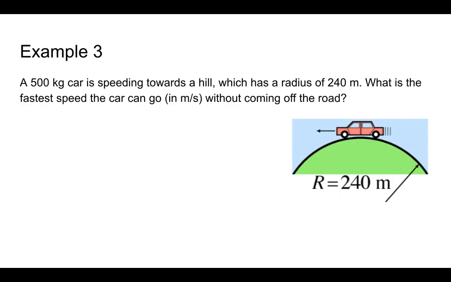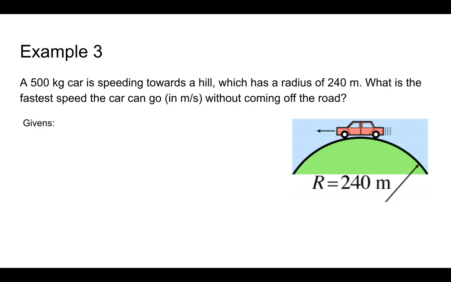All right, let's do an example. We have example number 3, a 500 kilogram car. It's a very light car. It's like a little smart car or something like that. Is speeding toward a hill which has a radius of 240 meters. What is the fastest speed the car can go in meters per second without coming off the road?